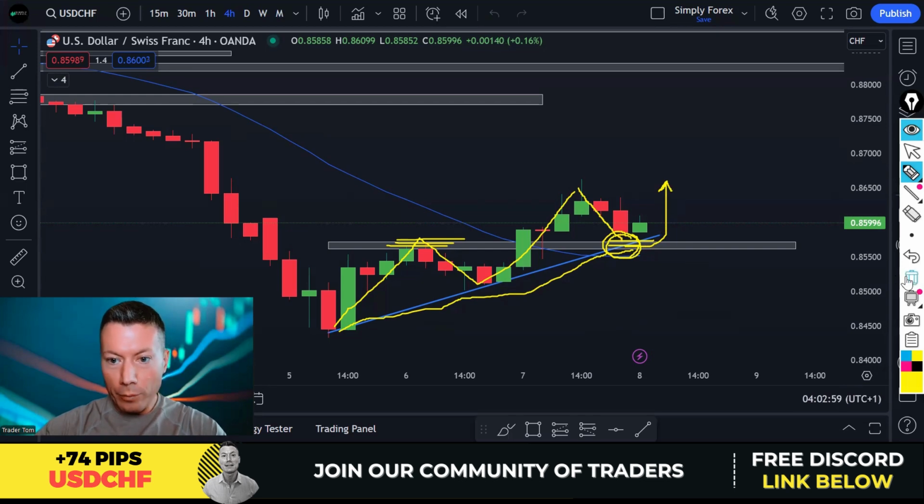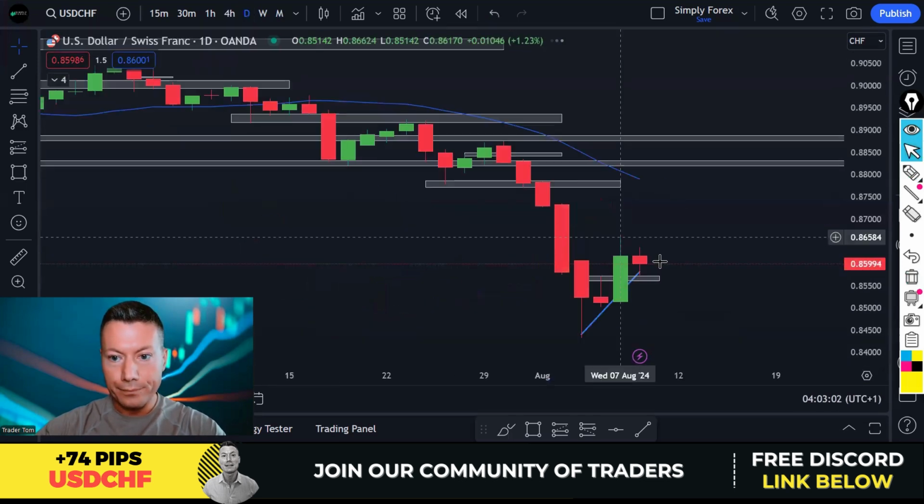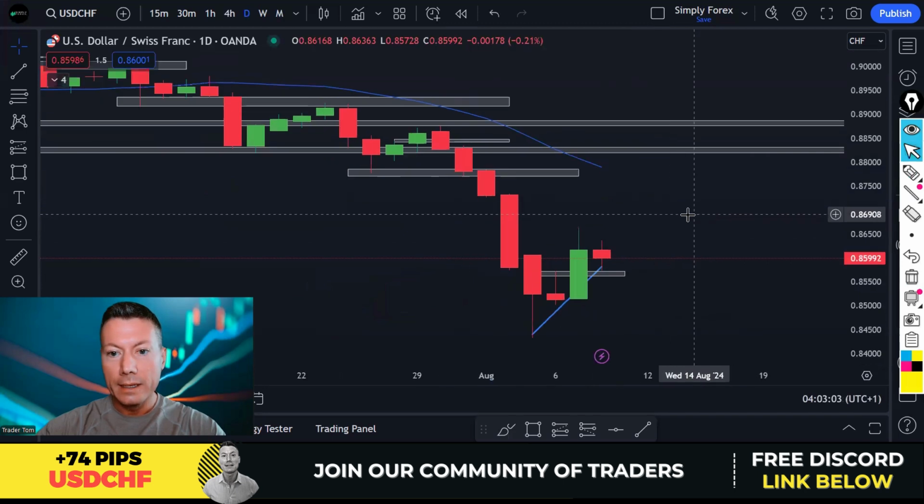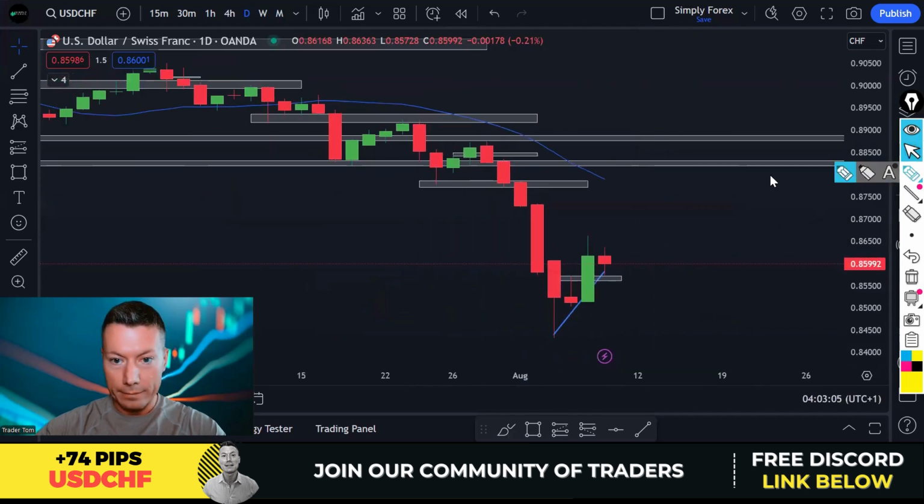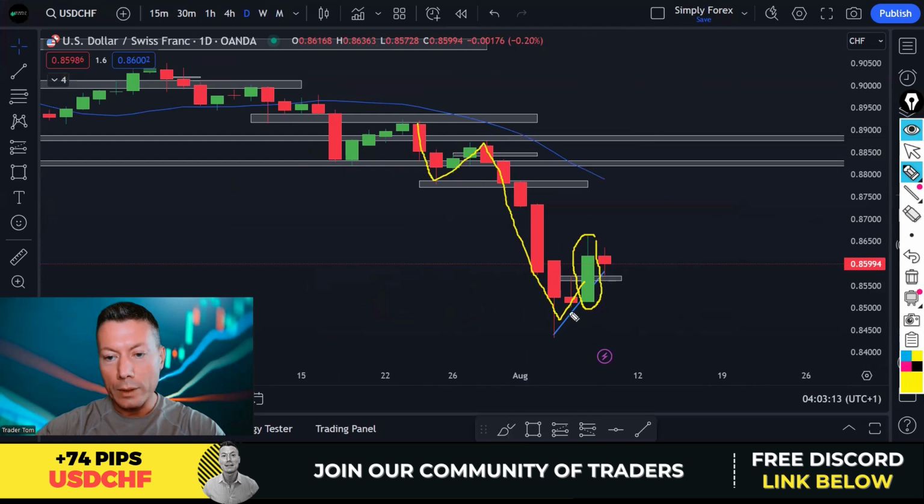However, if we go to the day chart, this is in a downtrend. Okay, so I'm a little bit reluctant to carry on buying this trade. However, this is a very bullish candle. But you have to be aware of that, guys. We are going against daily trend with this trade.